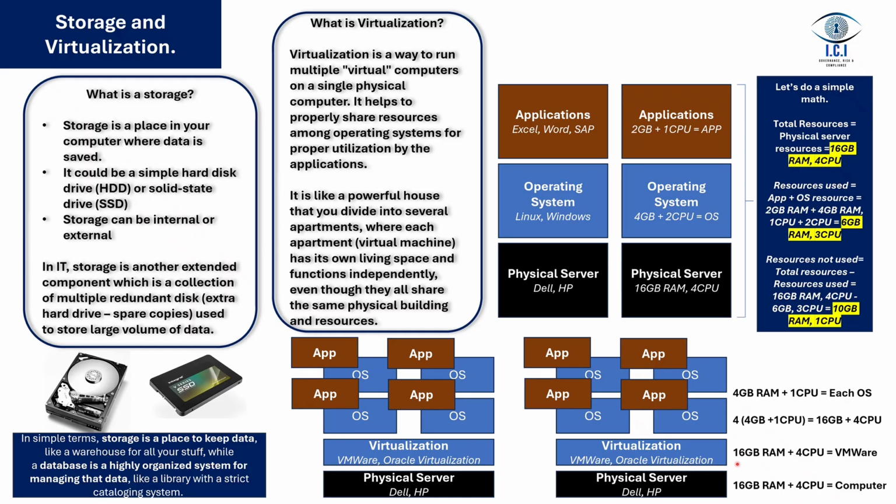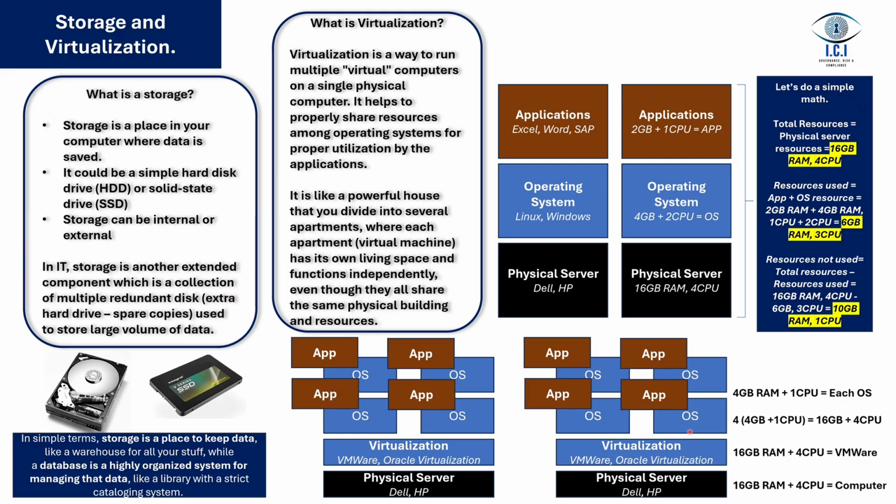Here also we have 16 gig RAM and 4 CPU. So what happens here is that when we install virtualization, it can now take the capacity of your physical server. So it will also take the 16 gig RAM and 4 CPU. So it's like a transfer of capacity to this VM here.